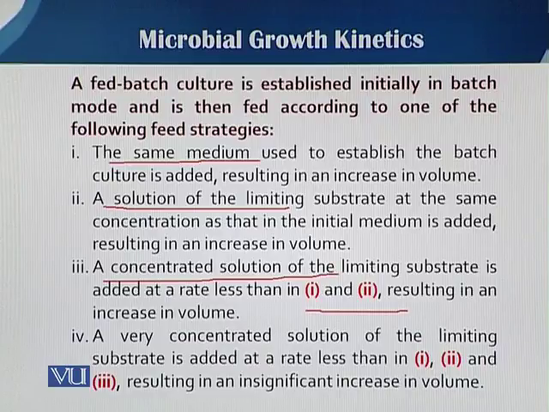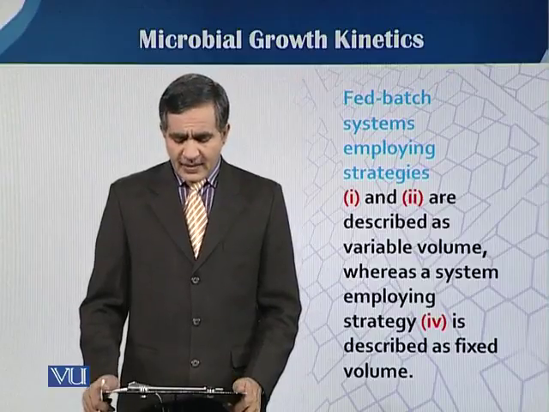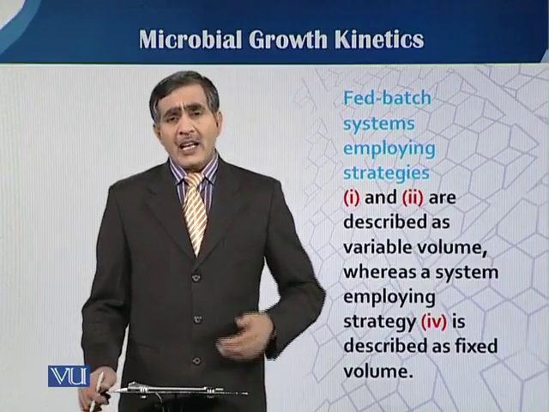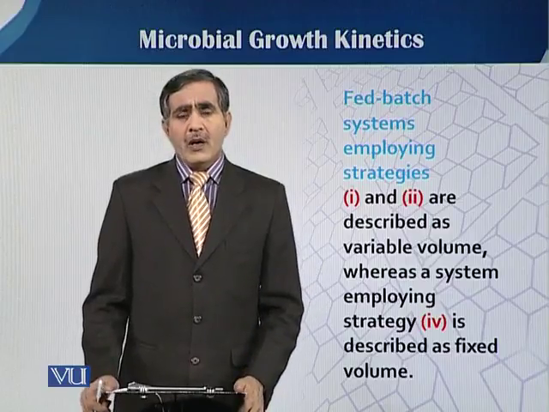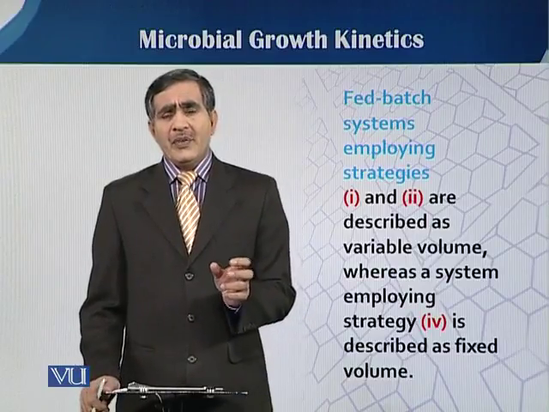If we feed the fermentation according to the first three strategies, the volume of the fermenter will rise. But in the fourth strategy, when we use highly concentrated substrate, the change in volume is very negligible. So the fed batch system with the first, second and third strategies is dealt with in variable volume, but the fourth strategy is dealt with in fixed volume.